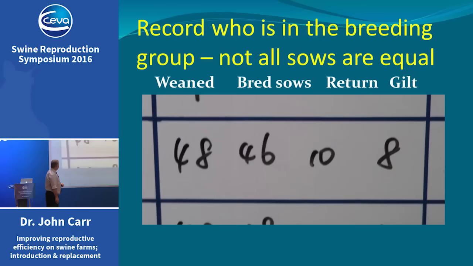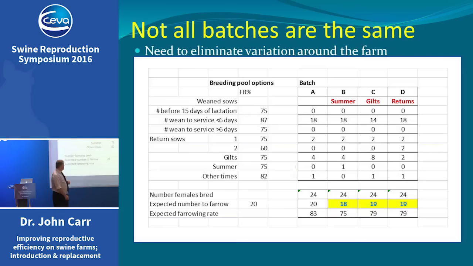So who's in the breeding group as well? I record the weaned sows bred and sows bred. What I mean by that is the sows that cycled within 7 days, the returns, and the gilts. Because it does matter. Here on this farm, we bred 24 sows. When you did your calculations, the numbers said 24 sows. But unfortunately, what happened in the farrowing was not 24 to farrow, because the farmer misunderstood the concept.